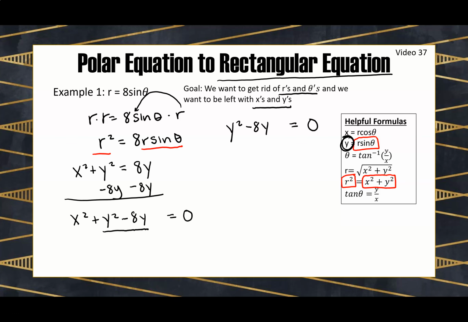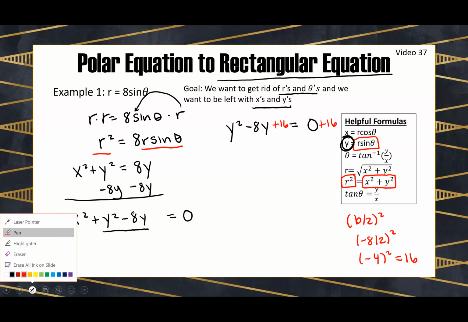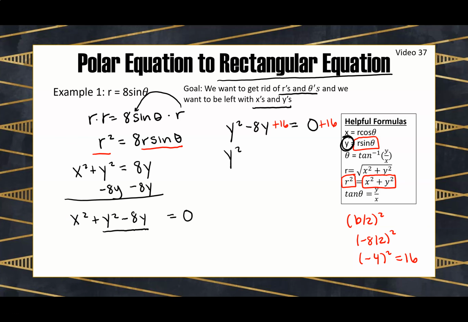Okay, now we don't have anything to add to the other side, but we do need to do b over 2 squared. So again, my b is the number in front of the variable right there. So our b over 2 squared is going to be negative 8 over 2 squared, which is negative 4 squared, which is 16. So I need to add a 16 here, and I need to add a 16 here. So that's going to give me y squared minus 8y plus 16 equals 16.